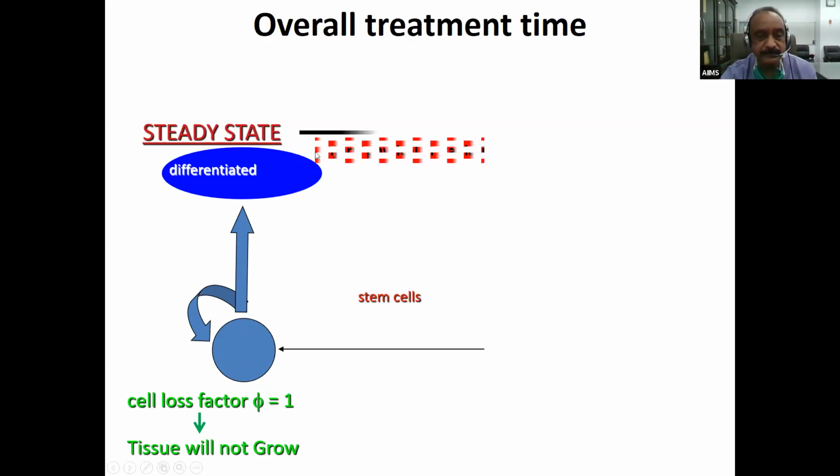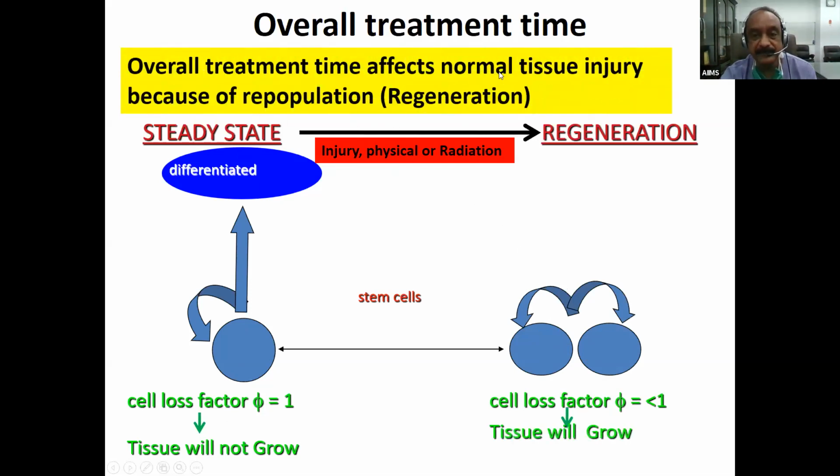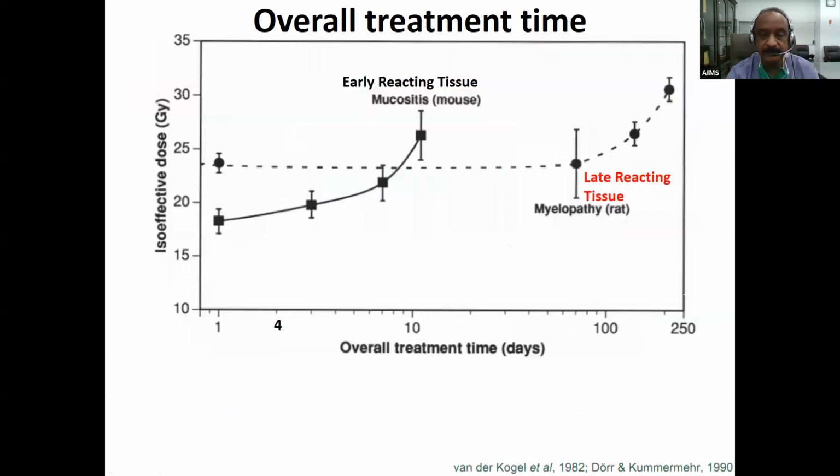But as a result of some injury, whether radiation injury or physical injury, this tissue will go into regenerative phase. In regenerative phase, the number of cells produced is more than the number of cells dying at any point of time. Or we can say that cell loss factor is less than 1, and here the tissue will grow. So overall treatment time basically affects the normal tissue injury because of repopulation or regenerative activity. So I am referring to accelerated repopulation, right? Now, how does it have an impact in our clinical practice?